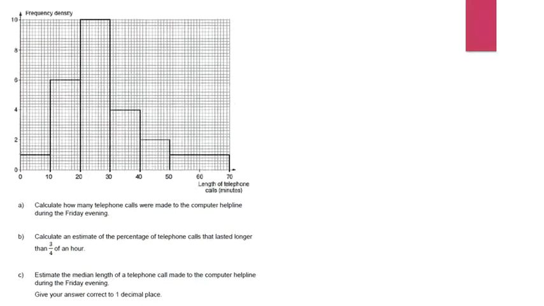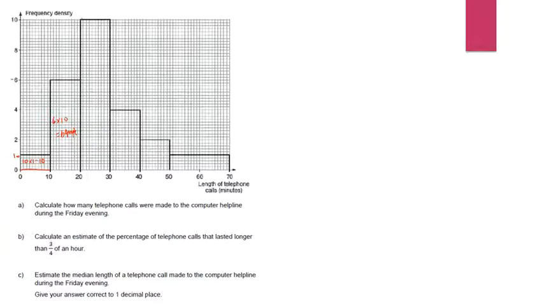So on this one here, reading off a frequency density of 1, and the width across the bottom is 10. So that would be 10 times 1, which is 10. So 10 people had a call between 0 and 10 minutes long. The second bar has a height of 6, so 6 times 10. So 60 people in here.